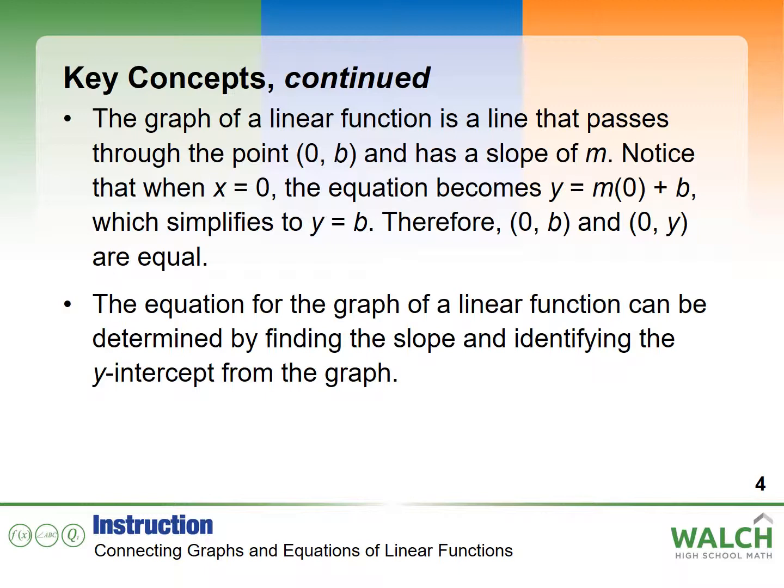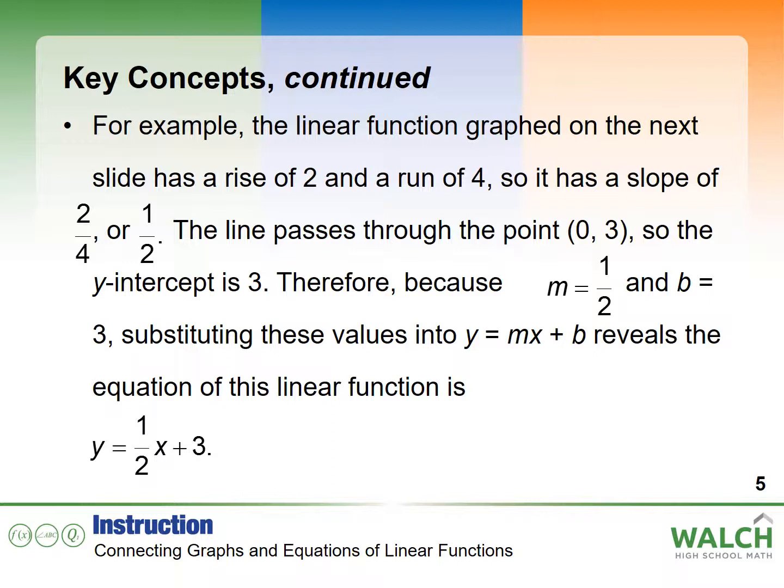The graph of a linear function is a line that passes through the point 0, b and has a slope of m. Notice that when x equals 0, the equation becomes y equals m times 0 plus b, which simplifies, because anything times 0 is 0, to y equals b. The equation for the graph of a linear function can be determined by finding the slope and identifying the y-intercept from the graph. We're really building on the last lesson where we found the intercepts to be able to determine the graph.